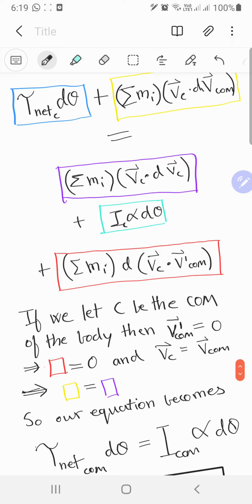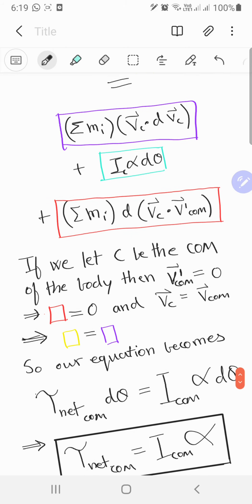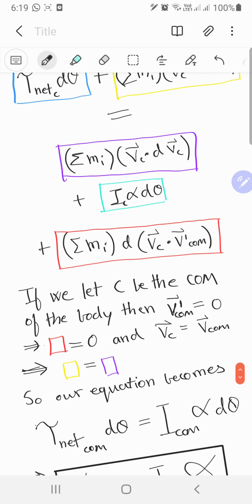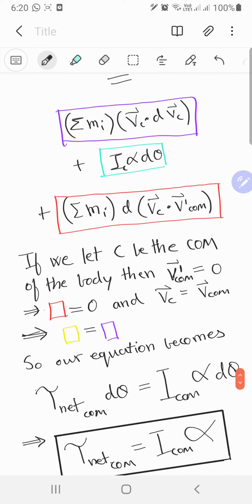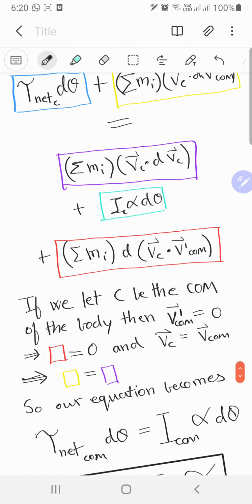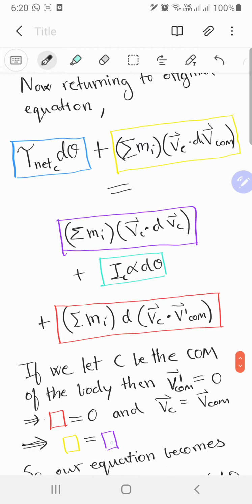So now if we let C be the center of mass of the body, then V dash COM bar will be 0, since R dash COM bar is 0. So just taking a derivative, that will be 0. So from that we can say that this red thing will be 0 as we wanted. And since VC is VCOM, just putting that into these yellow and purple things, we get that these are actually equal.